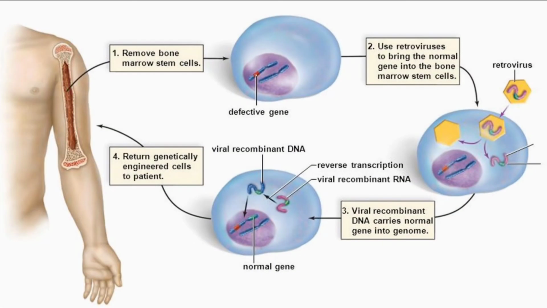So in this picture, first, we are going to remove bone marrow stem cells. Second, use retroviruses to bring the normal gene into the bone marrow stem cells. The third one is that viral recombinant DNA carries the normal gene into the genome. And lastly, the fourth one is to return the genetically engineered cells to the patient.